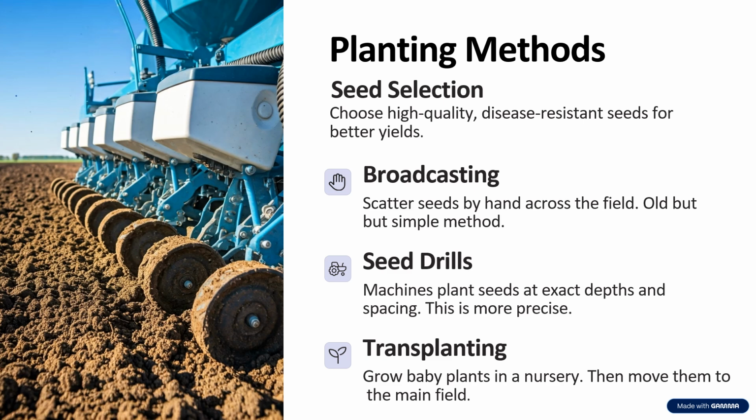Whereas seed drills require machines which can sow the seed at exact depths, properly maintaining the spacing so that overcrowding is avoided, and it is a more precise method. Next is transplanting. In that, they grow the baby plants in a nursery, somewhere else, and then move them in proper condition to the main field.